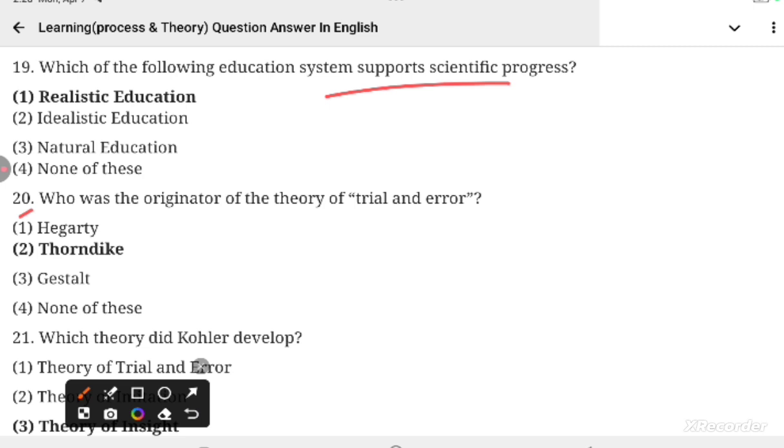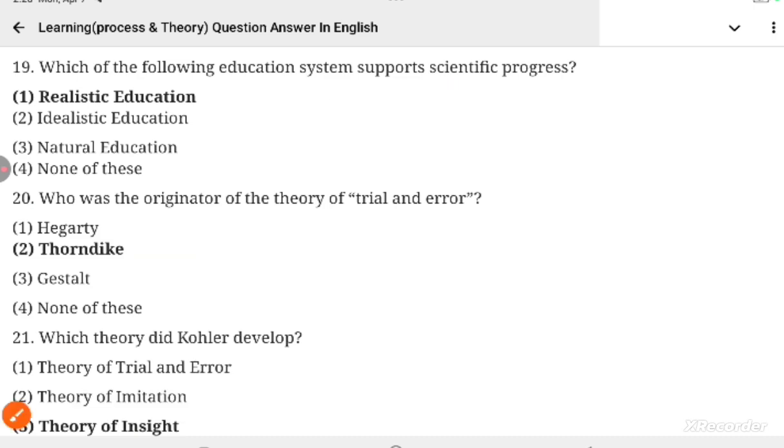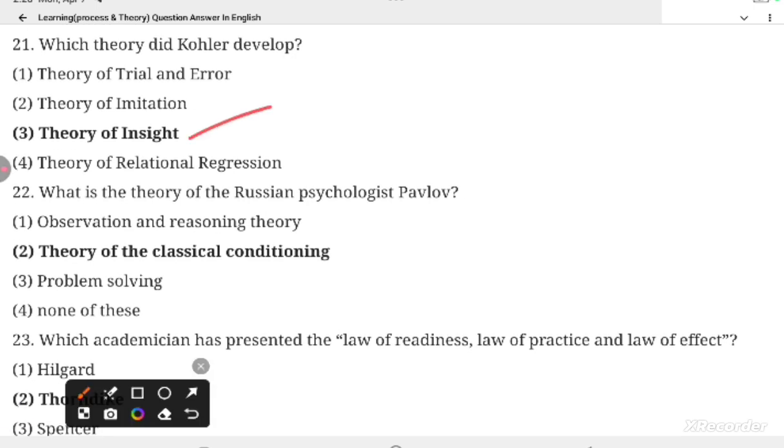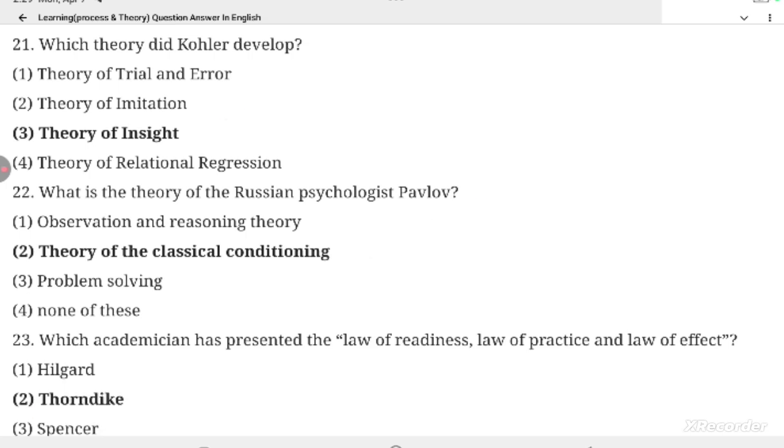Question 20. Who was the originator of the theory of trial and error? Thorndike. Question 21. Which theory did Kohler develop? Theory of insight. Question 22. What is the theory of the Russian psychologist Pavlov? Pavlov's theory is the theory of classical conditioning.